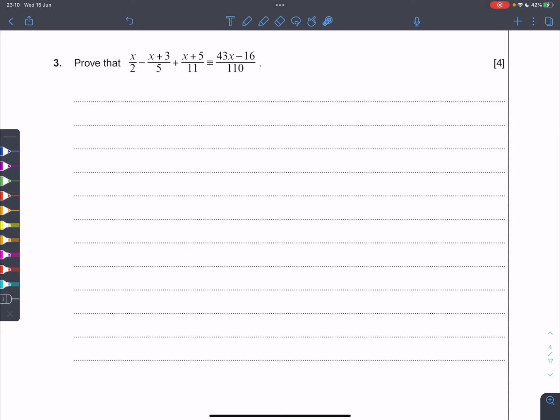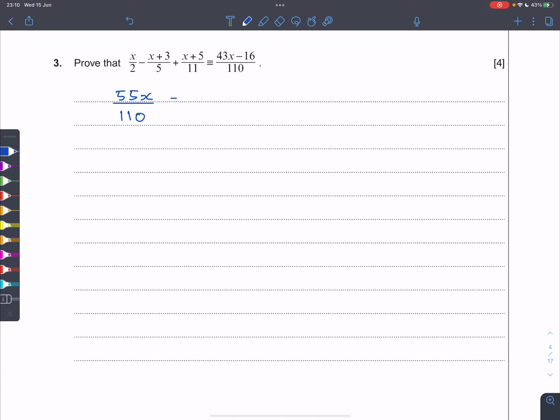So let's have a look at the first one. So x over 2. If I want to make that have a denominator of 110, I need to multiply top and bottom by 55. Because that would give me 110 on the bottom. So I'd have 55 lots of the x over 55 lots of the 2 is 110.